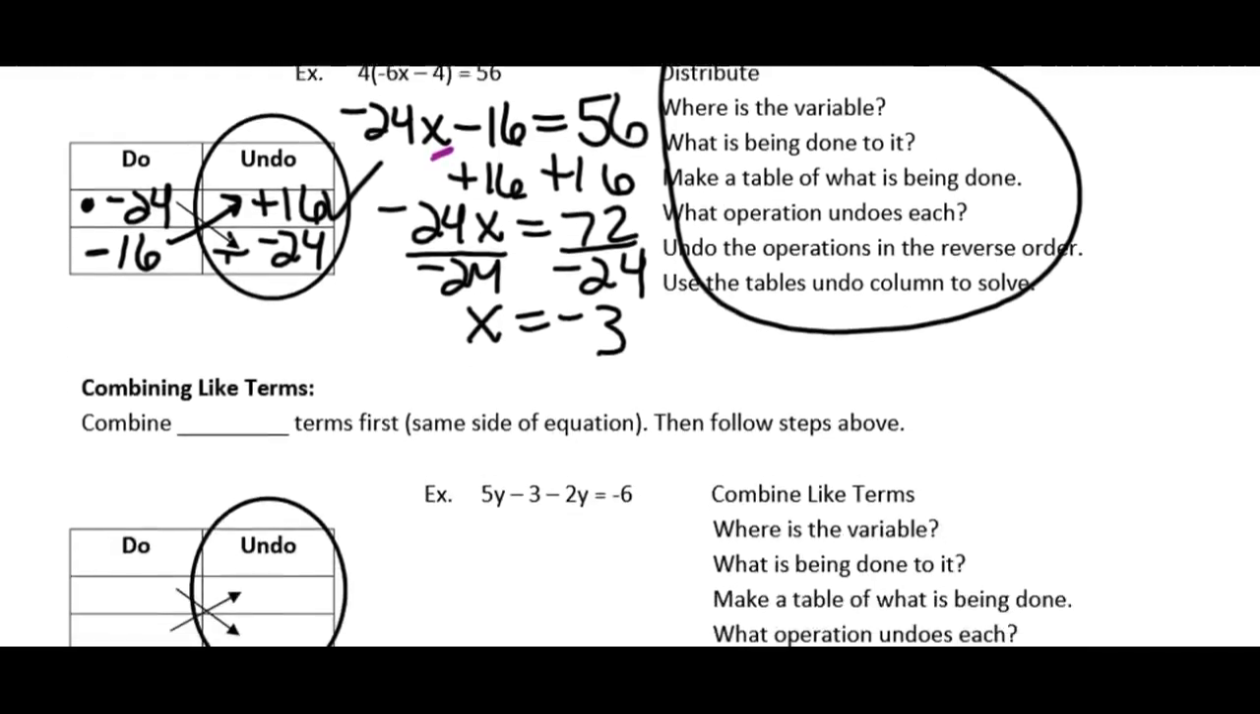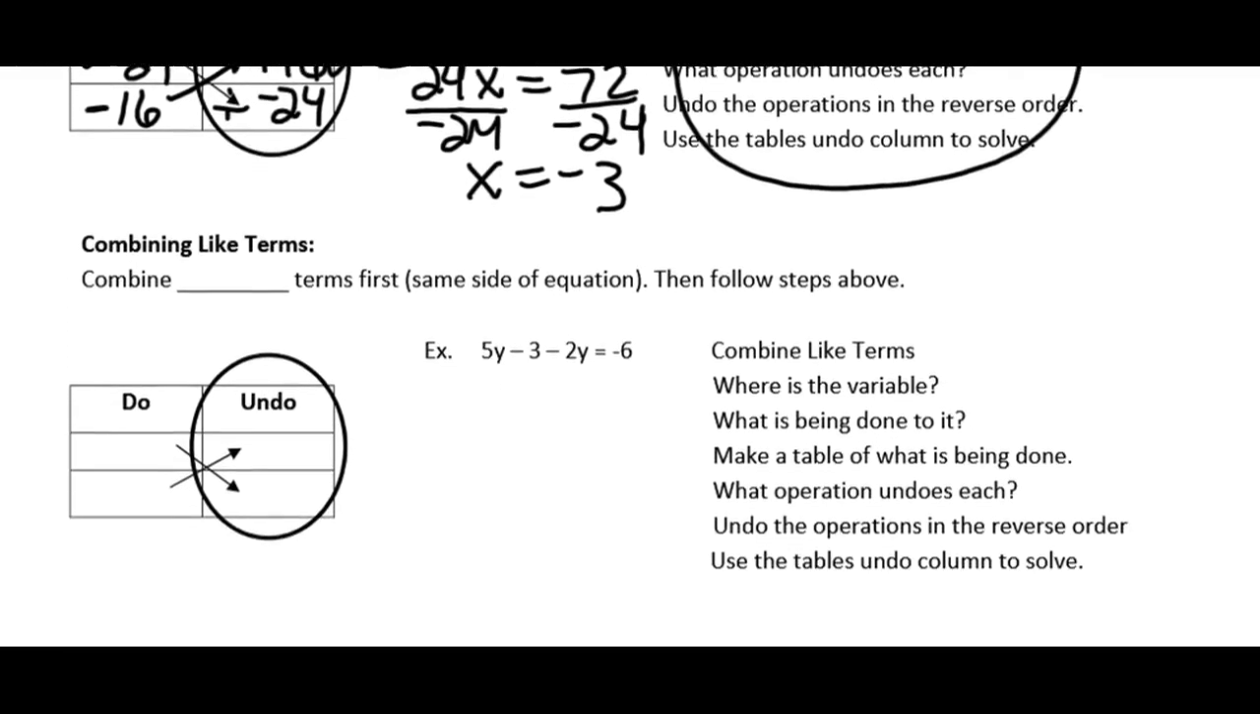Now, what if we have some like terms? Well, you would combine like terms first. Combine those like terms. Remember, like terms have to be on the same side of the equation. If they are on opposite sides of the equation, they're not considered like terms. You're just going to solve the equation. So first step, combine like terms. So I'm looking here, I have 5y minus 2y, so that's 3y. 3y minus 3 is equal to negative 6.